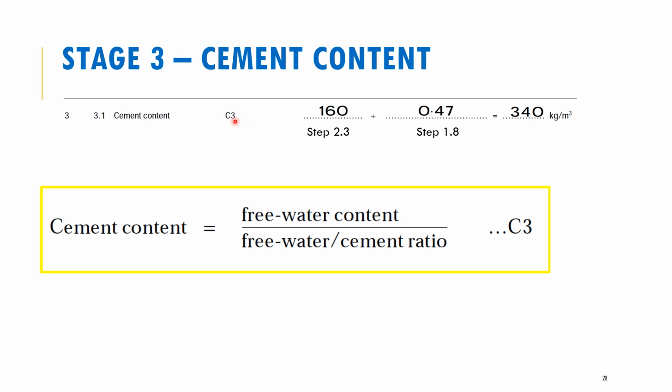Now notice that the reference says that you need to use equation C3. So I've extracted equation C3 again from the BRE guidelines. It's basically your free water content divided by the free water to cement ratio. So in this course, previously we talked about how to calculate your water to cement ratio, and we said it's the mass of water divided by the mass of cement. So if you rearrange the equation, you'd get this equation C3. Okay, so that was for the first step in stage 3.